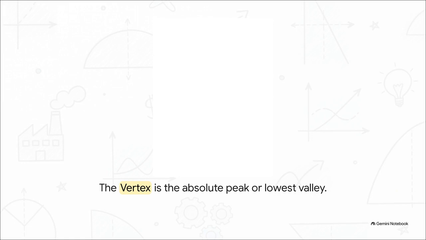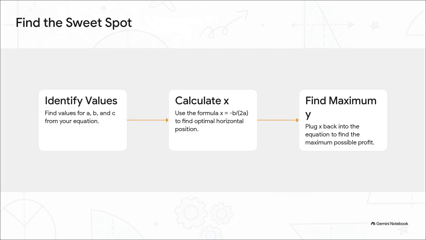If your curve opens downward, the vertex is your absolute peak, the highest possible y value you can hit. If you're charting profit, the vertex is exactly where you want to be. It is literally the mathematical sweet spot where you are making the maximum amount of money before that curve inevitably starts sloping downwards again. Fortunately, finding this sweet spot doesn't require any guesswork.